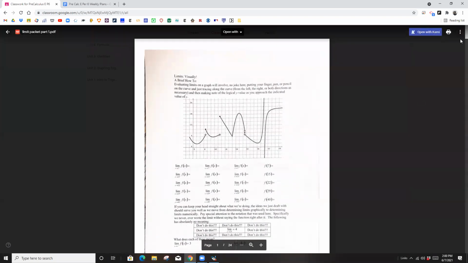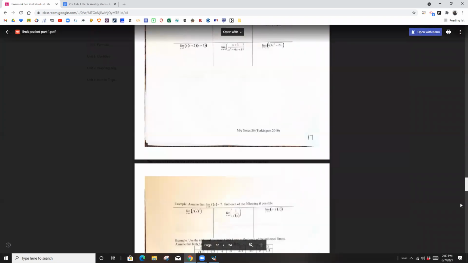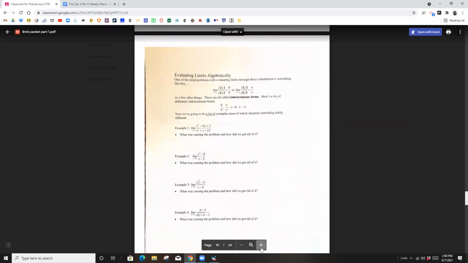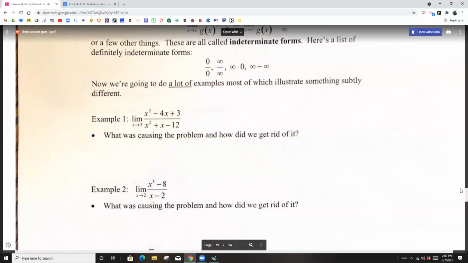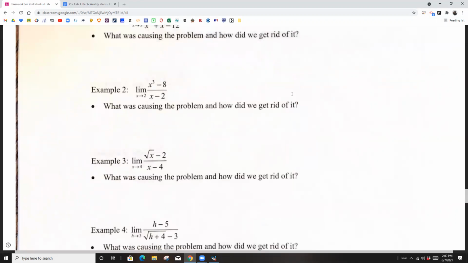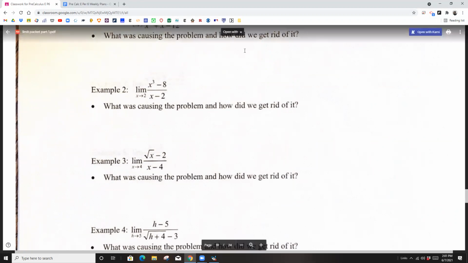Ooh, I hate when that happens. So example 2 is going to be very similar. Now we have a different type of factoring going on. So for example 2, we have x cubed minus 8 over x minus 2. All right, so we plug in 2 and you'd get 8 minus 8 over 2 minus 2. So 0 over 0. All right, indeterminate.